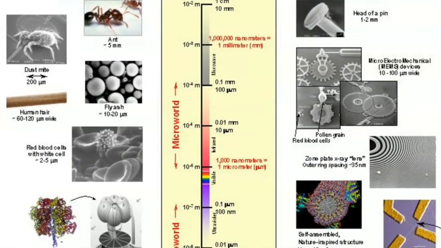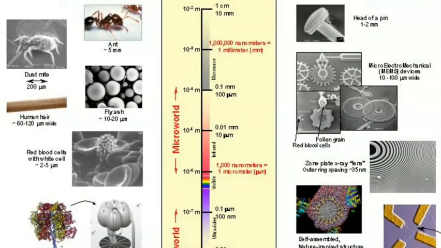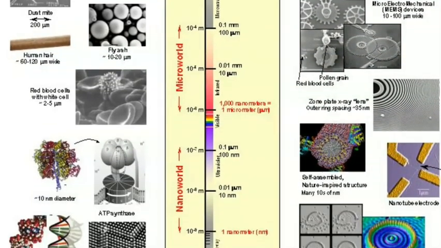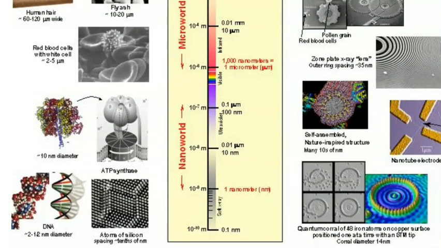The upper part of the scale starts from 1 centimeter, and if you go down the scale, you can see 1 centimeter, then 0.1 millimeter, then 1 micrometer, 0.1 micrometer, 1 nanometer, and 0.1 nanometer. This is the lowest.